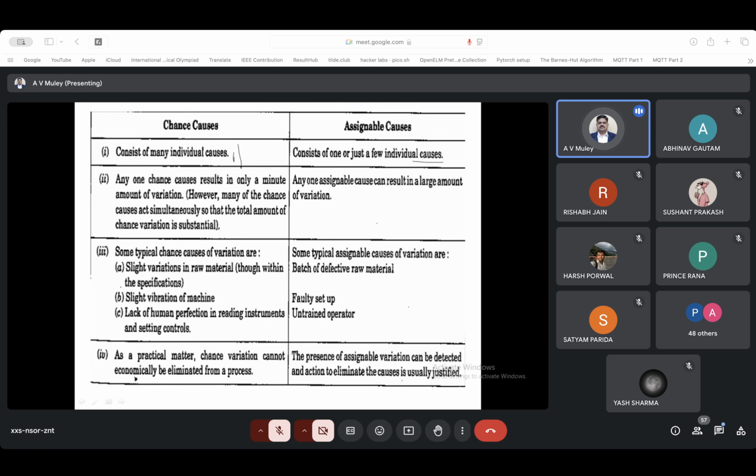Some typical chance causes of variations are the slight, क्या क्या हो सकते हैं, slight variation in the raw material through within the specification, slight vibration of machine, lack of human perfection in reading the instrument and setting the control. और इसमें क्या हो सकता है, some typical assignable causes are below: bag of defective raw material.